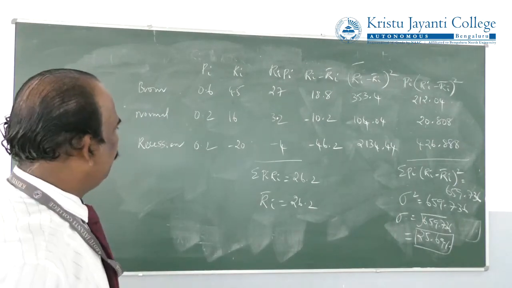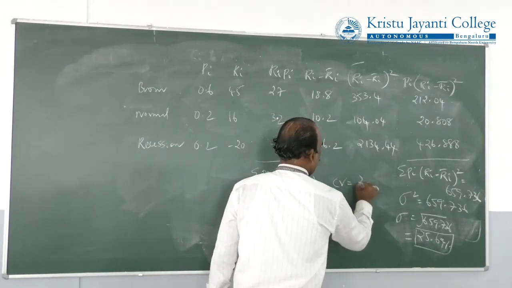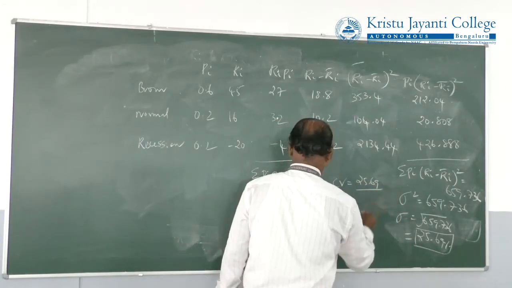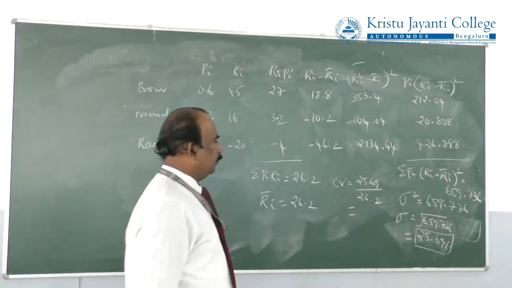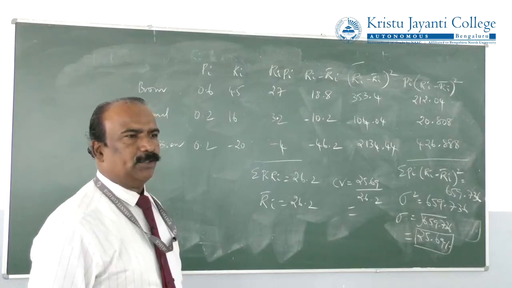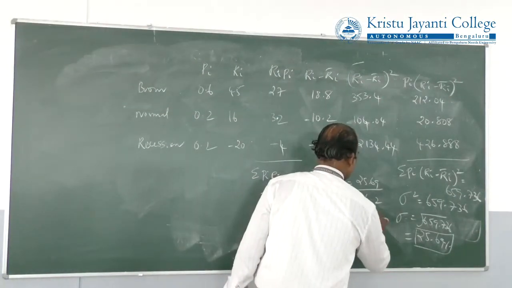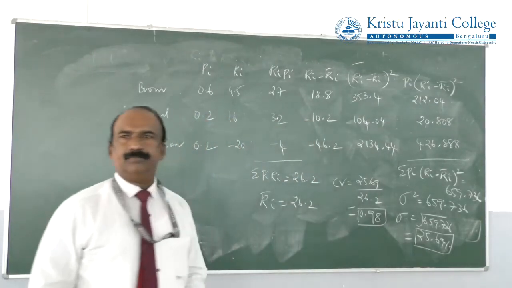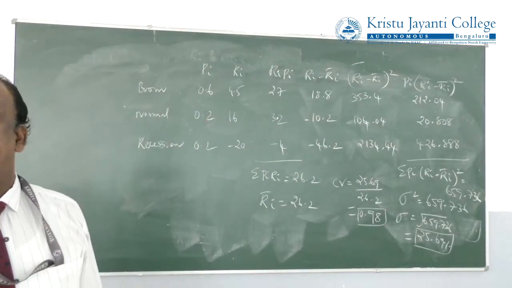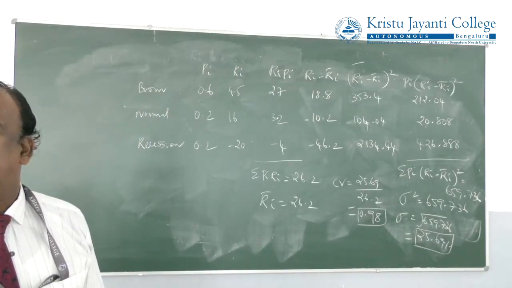So what is called CV? Calculate CV. CV is equal to 25.69 divided by 26.2, which is 0.9. Close to 1. Okay.